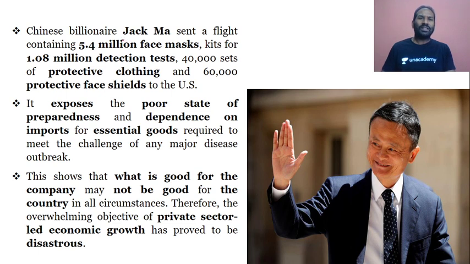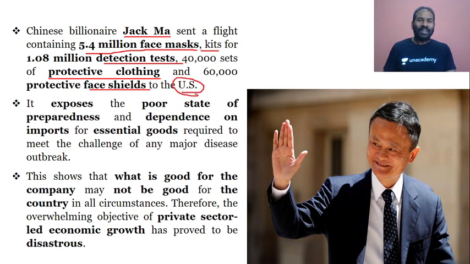And we have seen the Chinese billionaire Jack Ma has sent a flight containing 5.4 million face masks to whom? To those who are in need, the countries which are in need. He has also sent diagnostic kits and protective clothing, what we call personal protective equipment, and face shields, that is the masks, to the US.